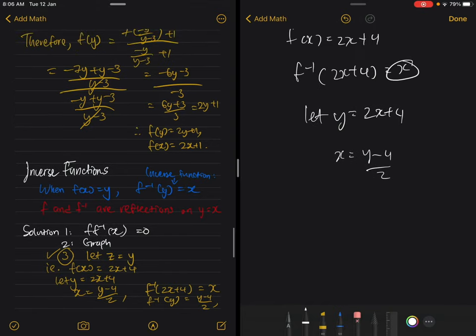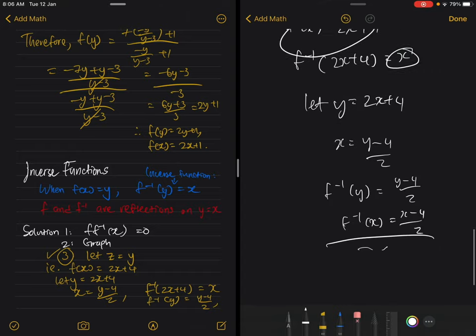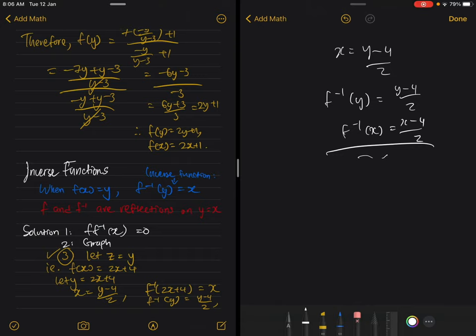So therefore, f minus 1 of y equals (y minus 4) over 2. And again, they're related, so you just change it to x. So this is your inverse function. This is what happens when you flip it. That's all. It will give you the same value.